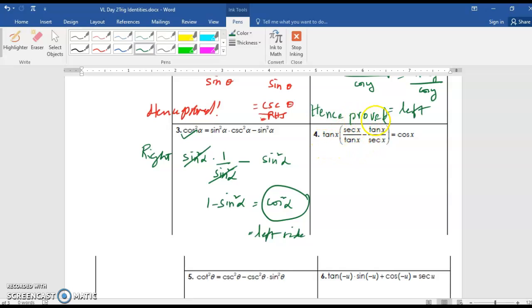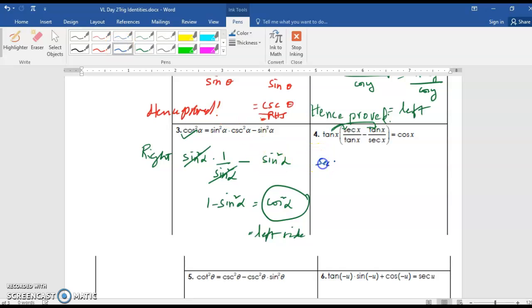I'm not going to solve this completely, but distribute the tan x over. In the first fraction, tan x will cancel off, but here you'll be left with tan squared x. And here you'll be left with a situation where you'll have secant squared x, right? Okay, let me just do it.